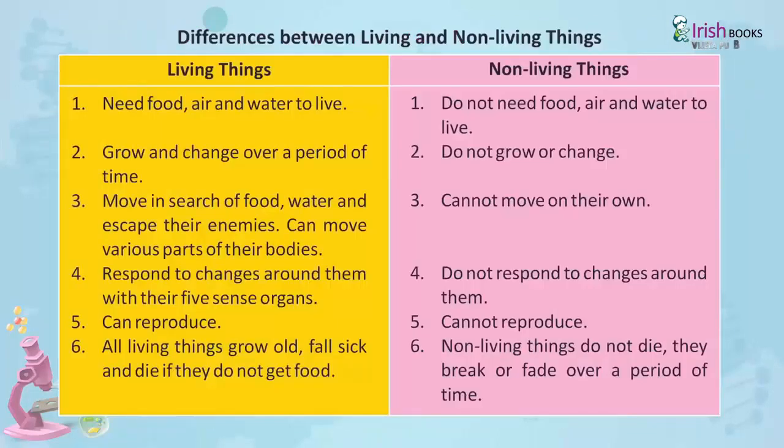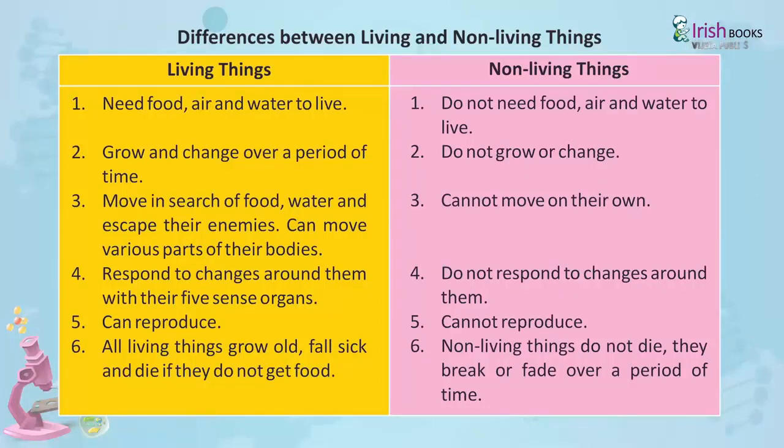Differences between living and non-living things. Living things need food, air, and water to live. Non-living things do not need food, air and water to live. Living things grow and change over a period of time. Non-living things do not grow or change. Living things move in search of food, water, and to escape their enemies, and can move various parts of their bodies. Non-living things cannot move on their own.